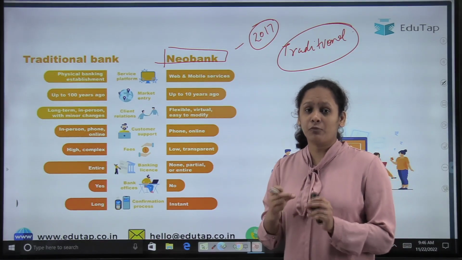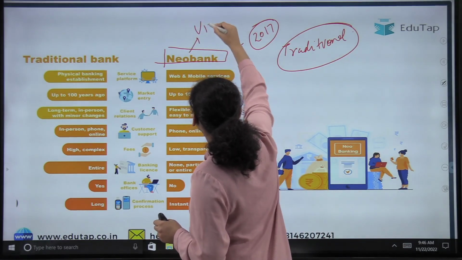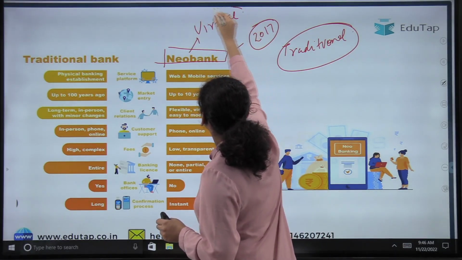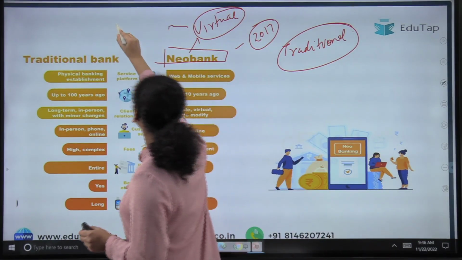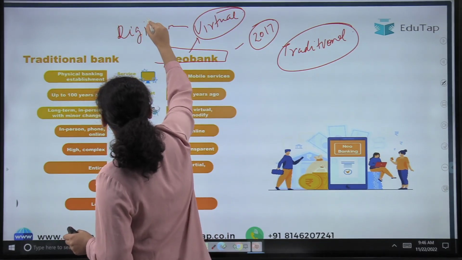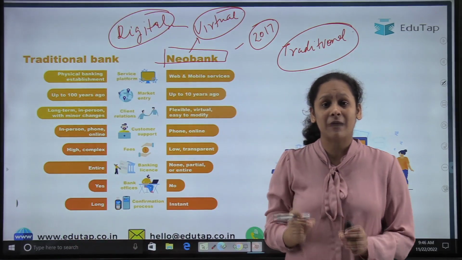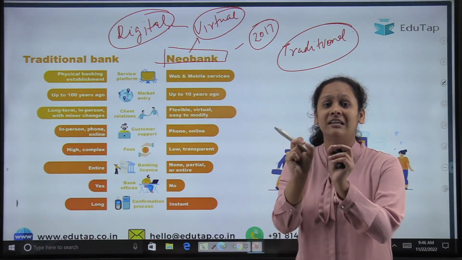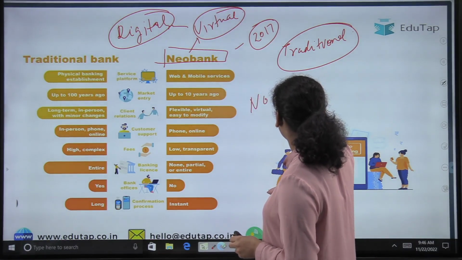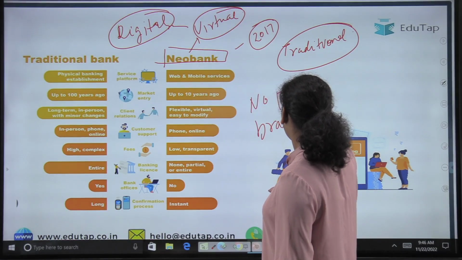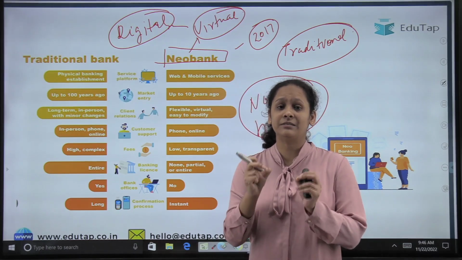But on the other hand, what is a neobank? A neobank is a bank which is completely virtual, which means it operates digitally. Okay? It operates digitally. Digital mode में operate करता है, which also means that these banks do not have any physical branch. Please keep in mind that no physical branch. ठीक है? These do not have any physical branch present.